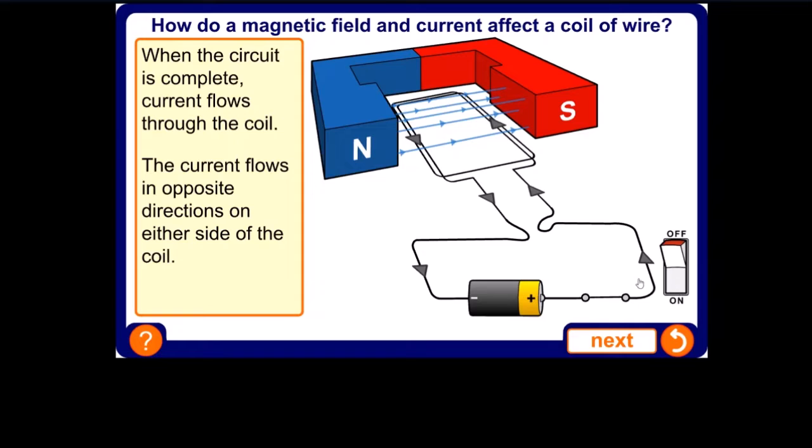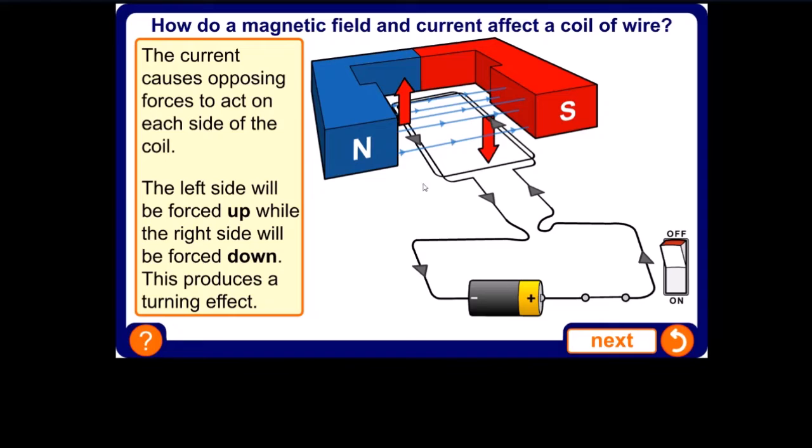And we can see that on each side of the coil, the current is flowing in the opposite direction. Now, the field is going from north to south, from left to right. And so by using Fleming's left-hand rule, we can see that the force on each side of the coil will be in the opposite direction. Have a go yourself now at applying Fleming's left-hand rule, but you should be able to see that on the right-hand side of the coil, the force is down, and on the left-hand side of the coil, the force is up.